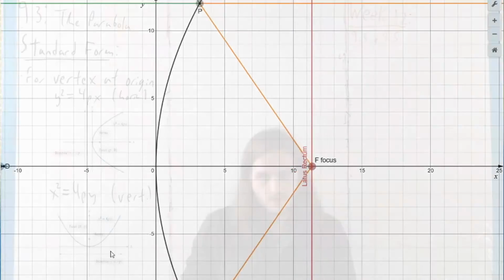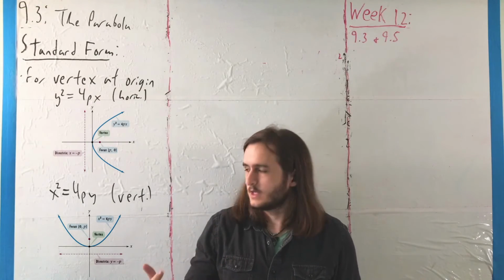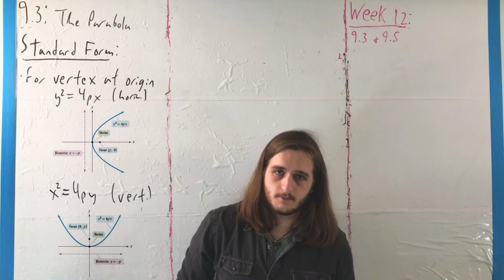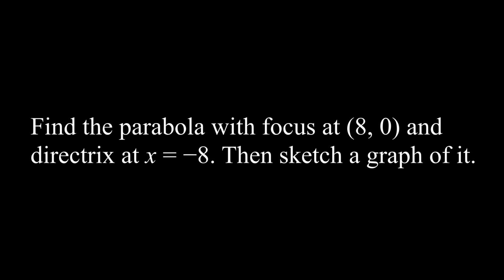And these patterns here are a bit abstract as they are. You've seen these before though, and the easiest way to really understand what we're looking at here is to get another basic example. So for this example, we want to find the parabola with focus at (8, 0) and directrix at x equals negative 8, and then sketch a quick graph of it.